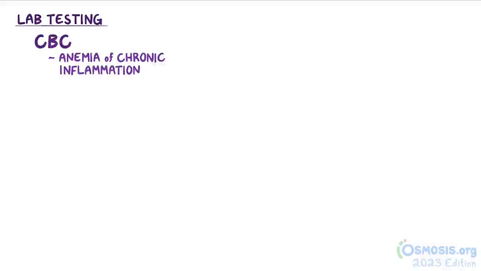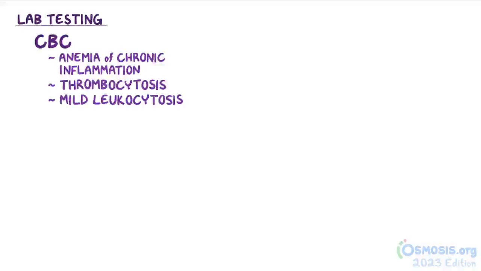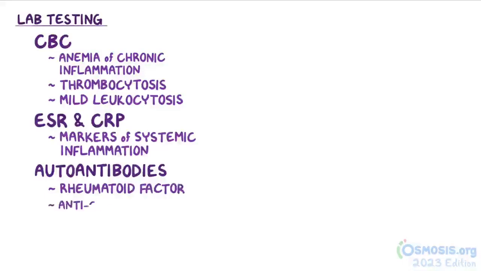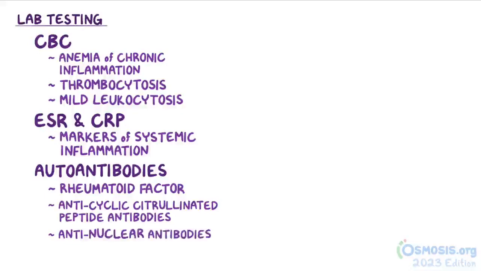Laboratory testing typically includes a complete blood count, which might show anemia of chronic inflammation, thrombocytosis, and a mild leukocytosis. In addition, an ESR and a CRP might be taken since they are markers of systemic inflammation. It's also important to test for autoantibodies like rheumatoid factor and anti-cyclic citrullinated peptide antibodies, both of which are present in most individuals with rheumatoid arthritis. A minority of individuals may have antinuclear antibodies as well.